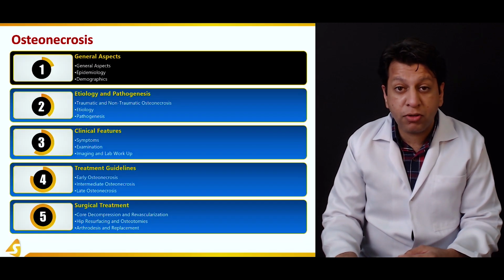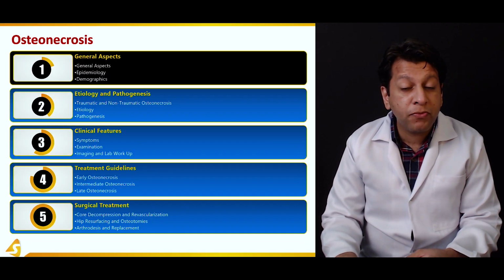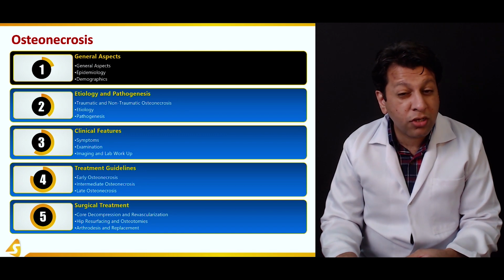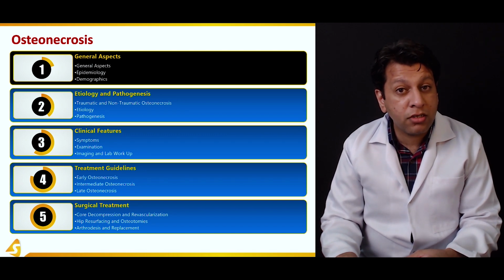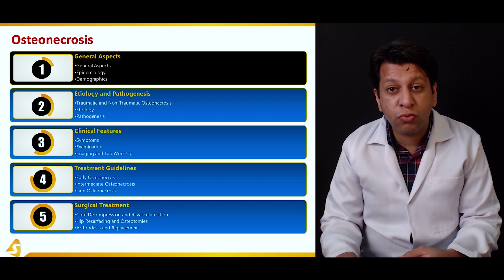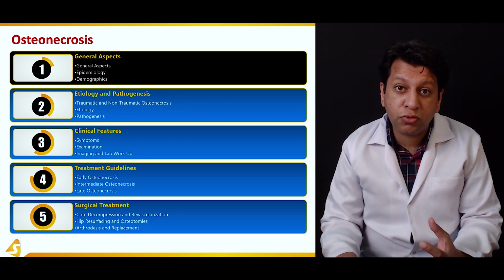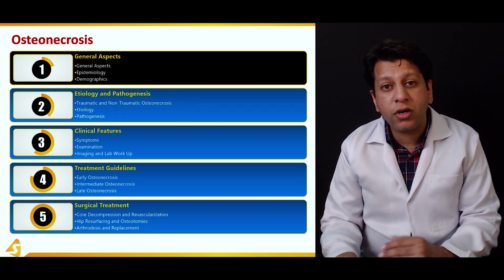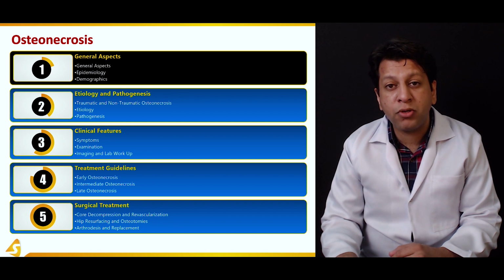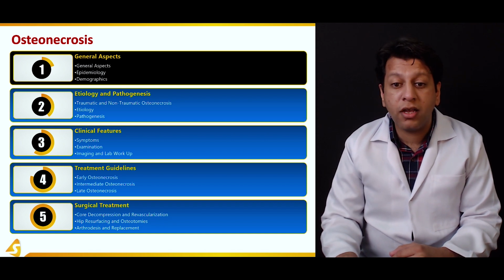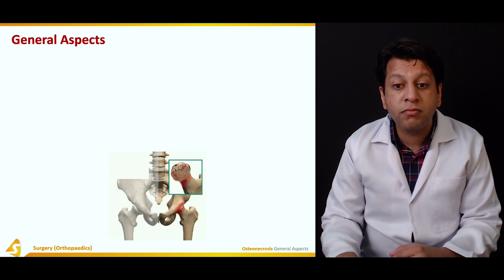In this, we will be going through the general aspects. What is AVN or osteonecrosis? Then epidemiology: in which population it is more common, in what age group it is more common, and what age population is affected the most. Lastly, we're going through the demographics.